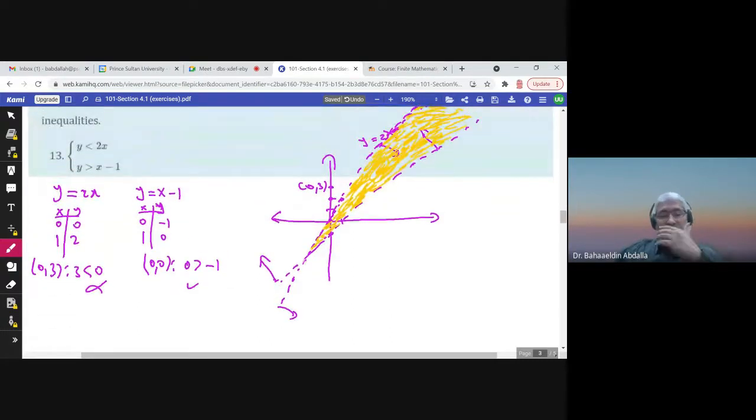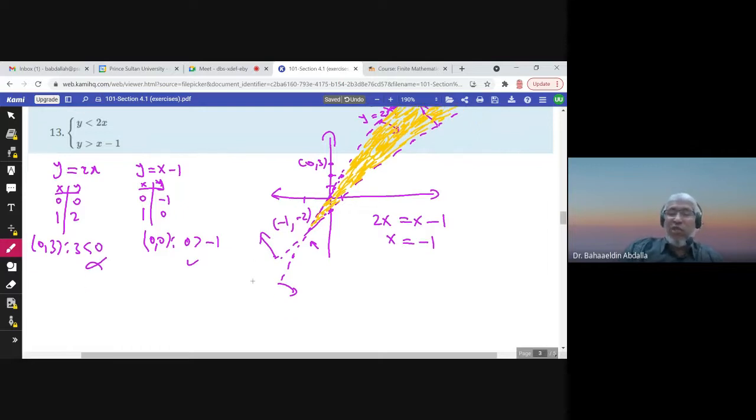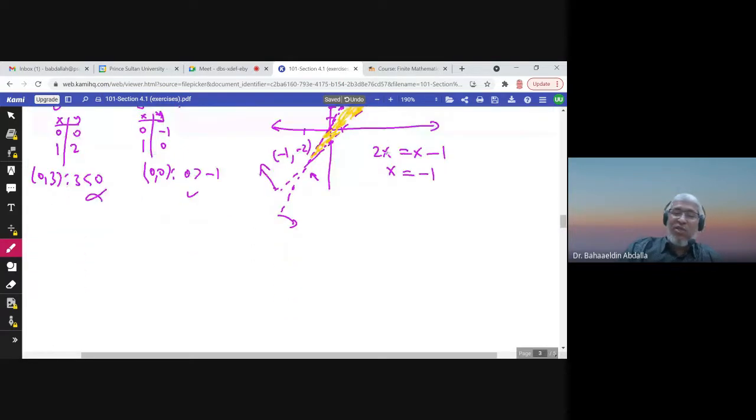He did not ask about the corner points, but really I'd like to know the coordinates of this point. So let me solve the two equations together. Here y equals 2x. So I can replace y by 2x and solve this equation. 2x minus x, x is negative 1. So here this point is x is negative 1 and negative 1 times 2, negative 2. Okay, so I know that the coordinates of this point is negative 1 and negative 2. And notice that this point is not in the solution set.